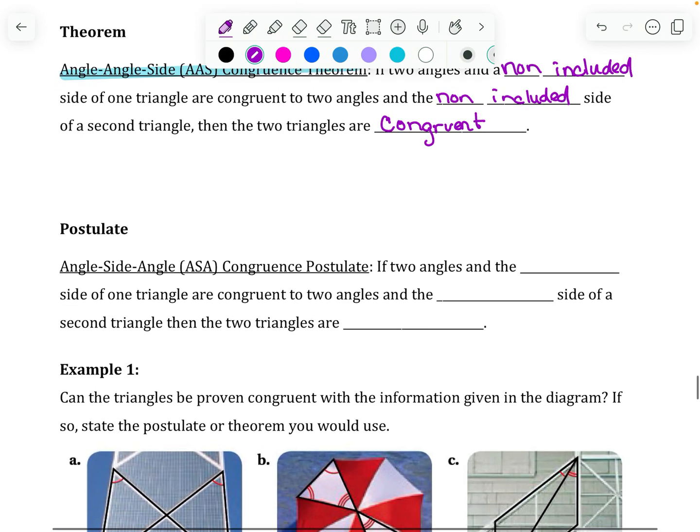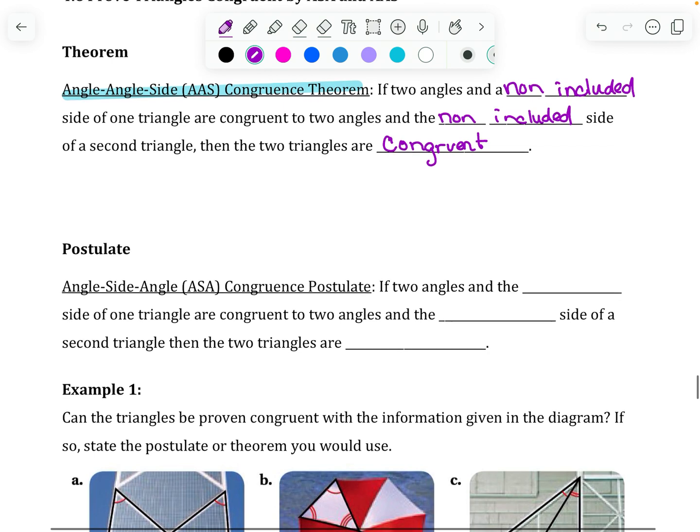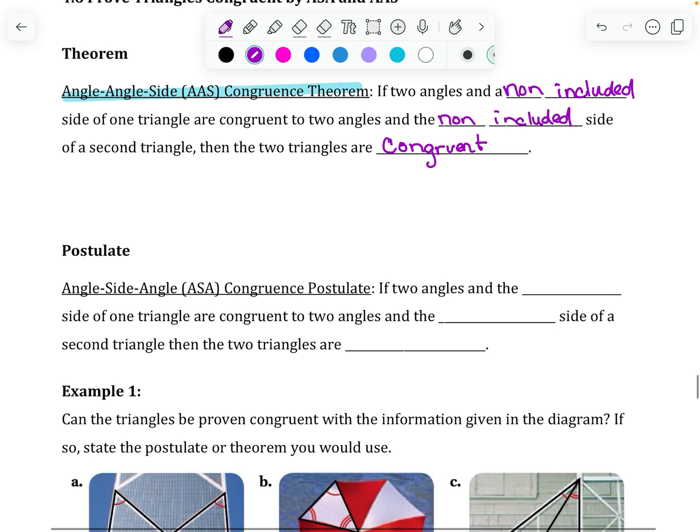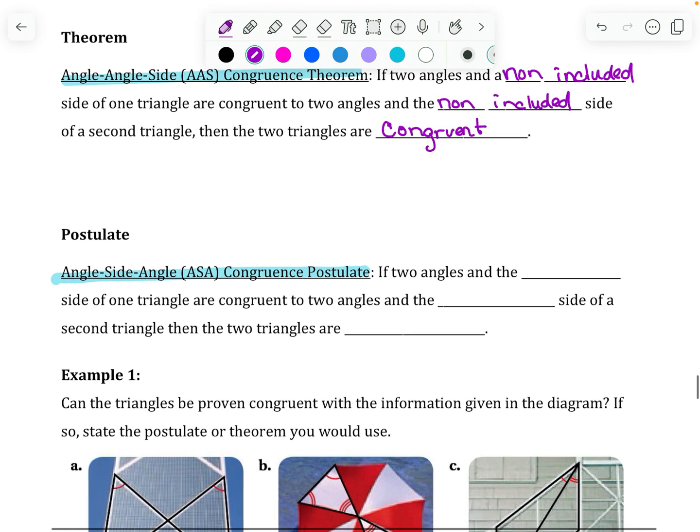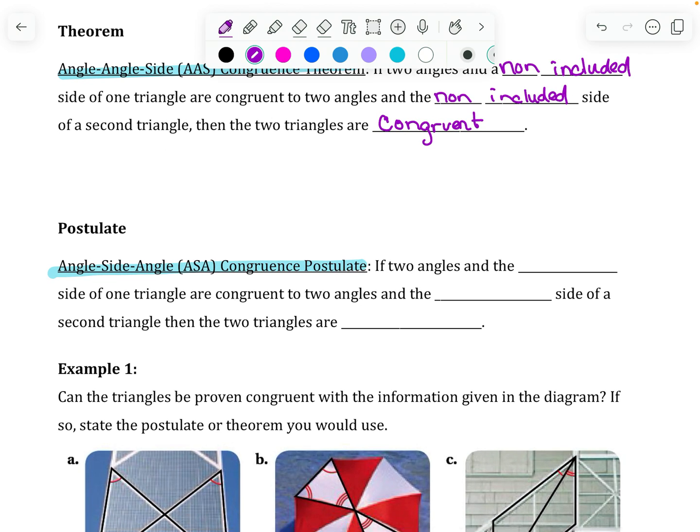Okay, and our postulate says for the angle, side, angle congruence postulate, if two angles and the included side of one triangle are congruent to two angles and the included side of a second triangle, then they are congruent.